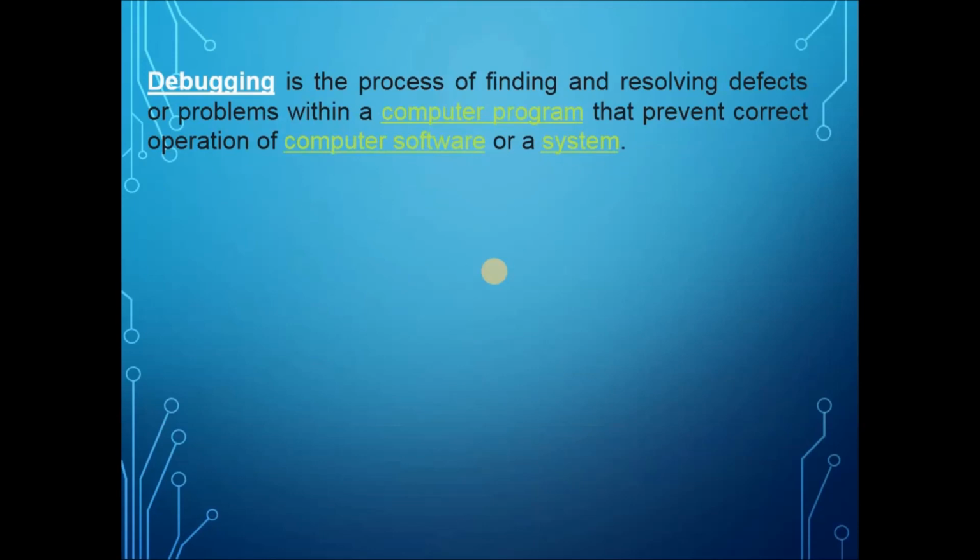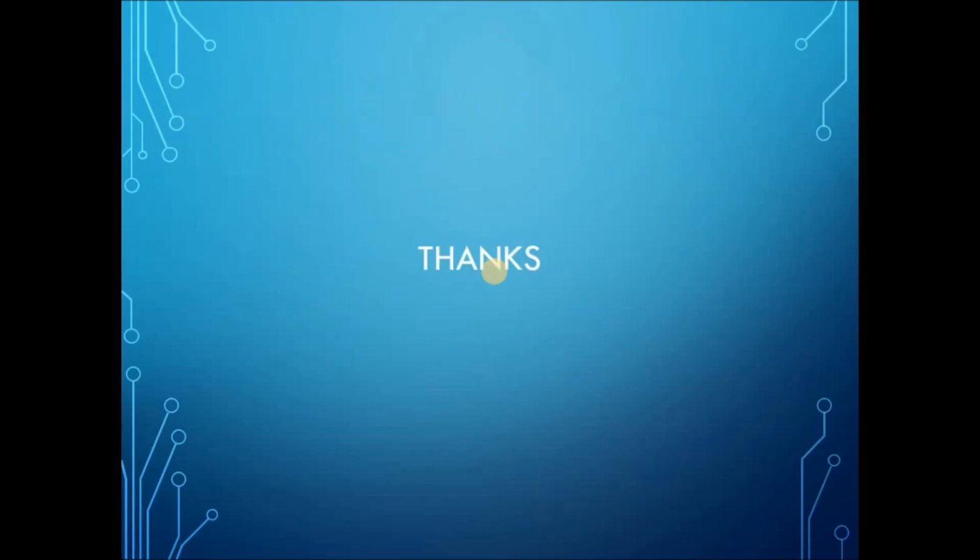After that, debugging. Debugging is the process of finding and resolving defects or problems within computer programs that prevent the correct operation of computer software or a system. That is debugging. We have finished this here, and now I'm going to show you some basic Python programs.